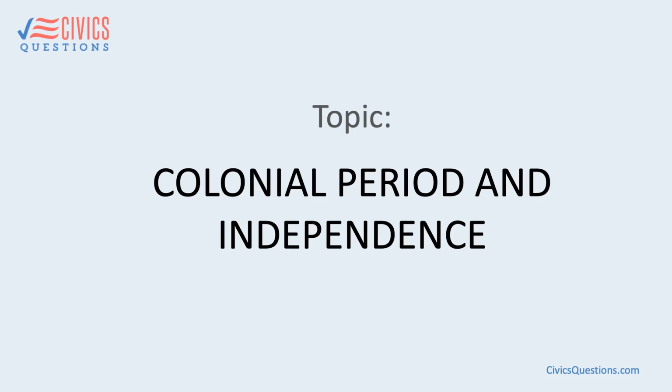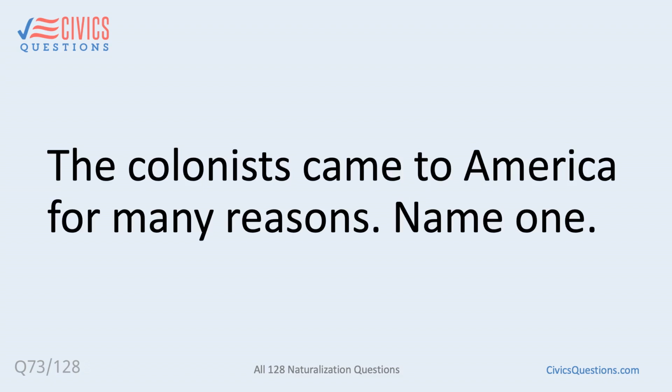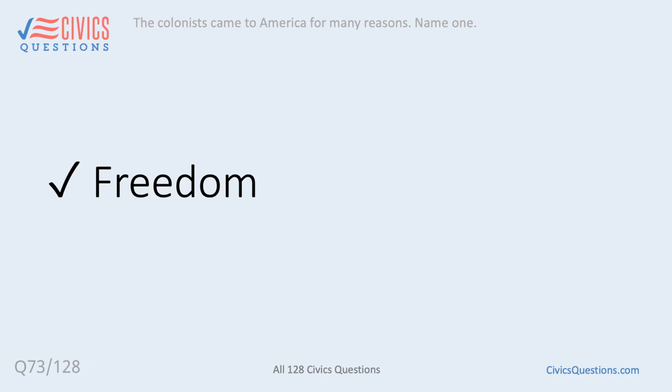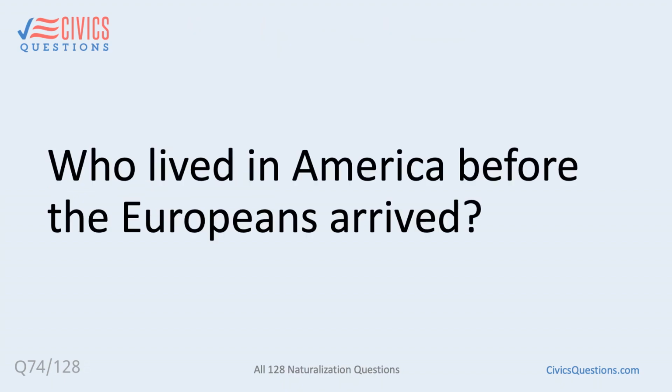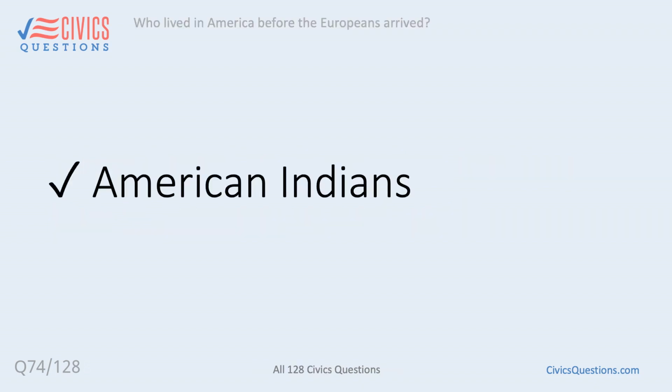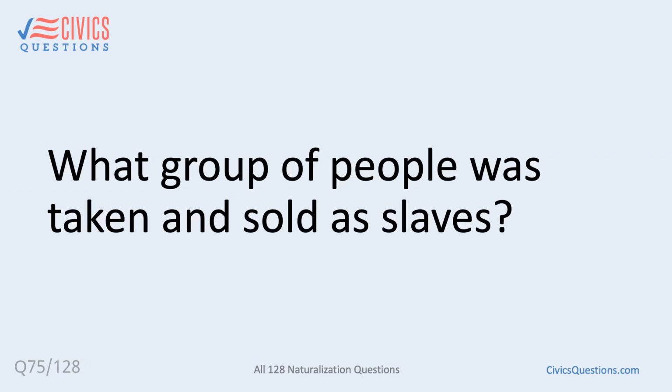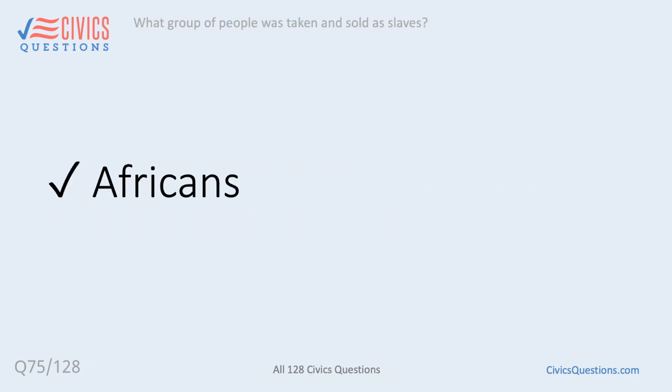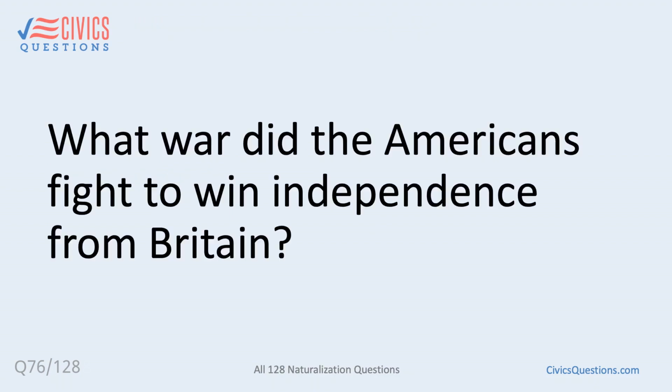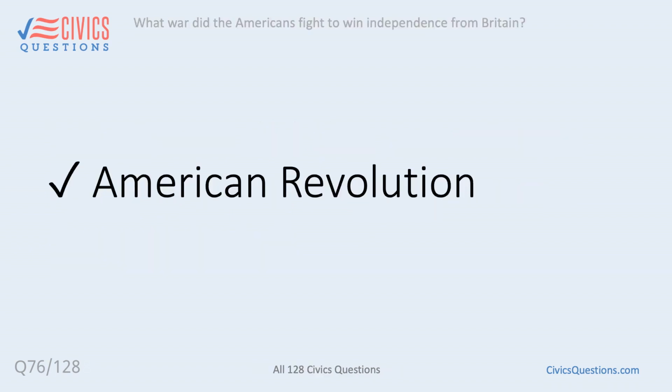Colonial period and independence. The colonists came to America for many reasons. Name one. Freedom. Who lived in America before the Europeans arrived? American Indians. What group of people was taken and sold as slaves? Africans. What war did the Americans fight to win independence from Britain? American Revolution.